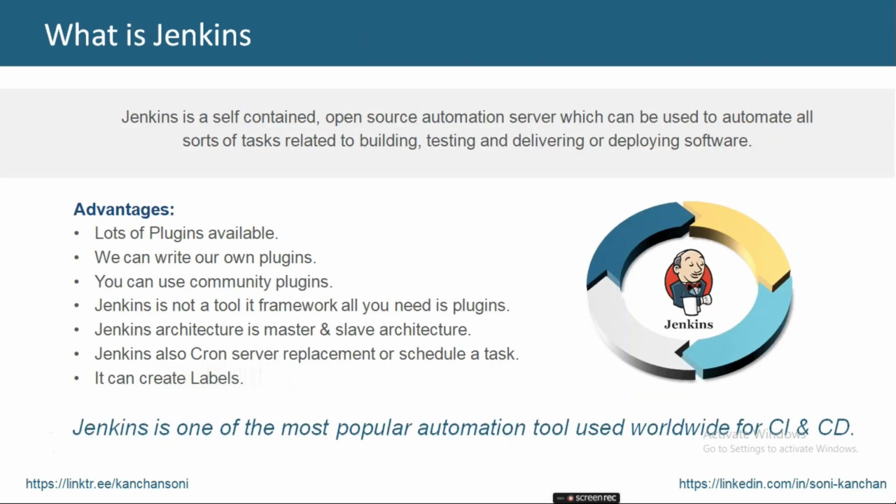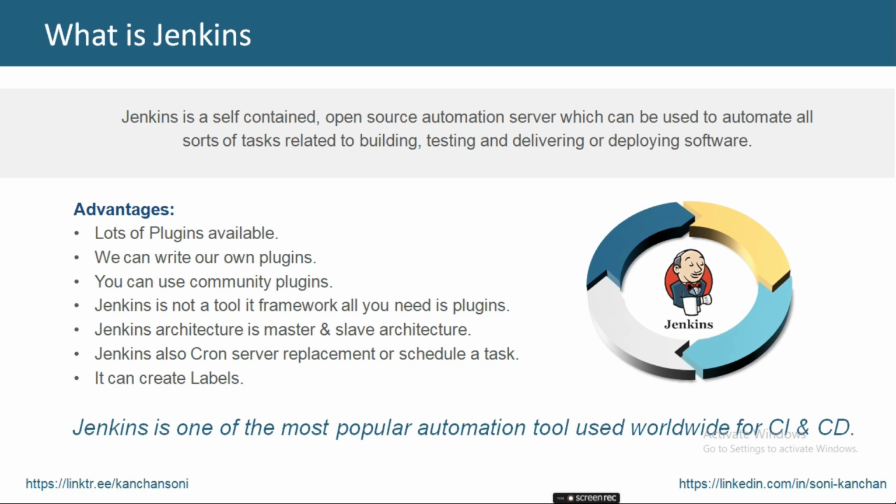Now, what is Jenkins? Jenkins is a self-contained open source automation server which can be used to automate all sorts of tasks related to building, testing and delivering or deploying software. There are lots of advantages of Jenkins, like lots of plugins are available. We can write our own plugins. You can use community plugins. There may be a question in your mind about what a plugin is. Don't worry, just hold for a while. We will discuss plugins in an upcoming slide.